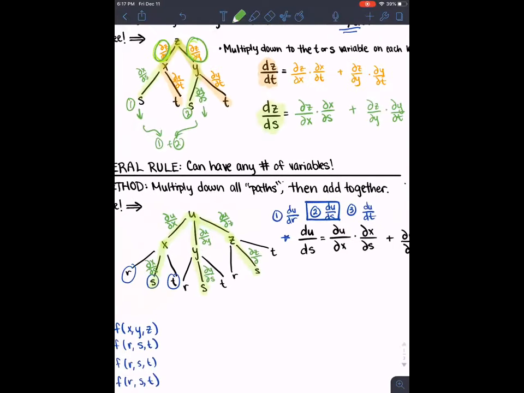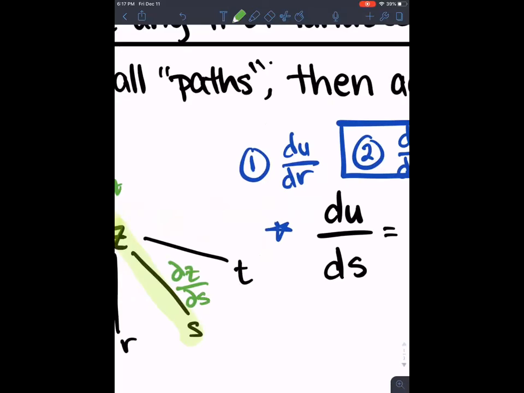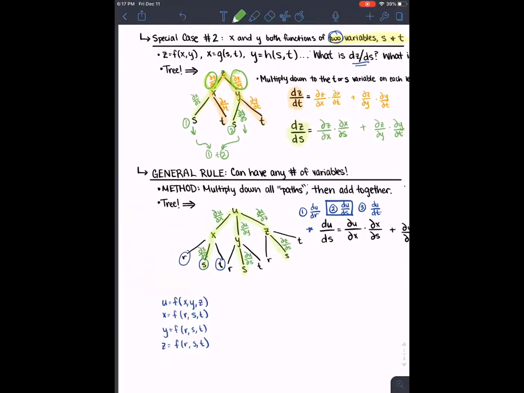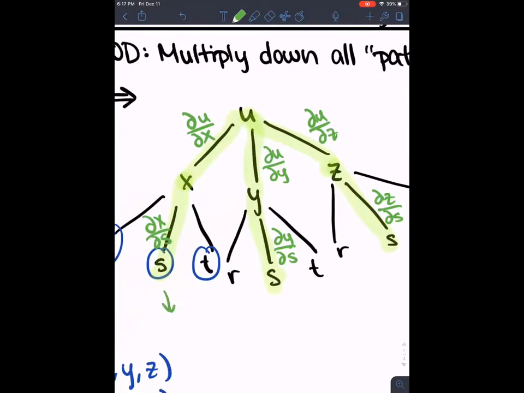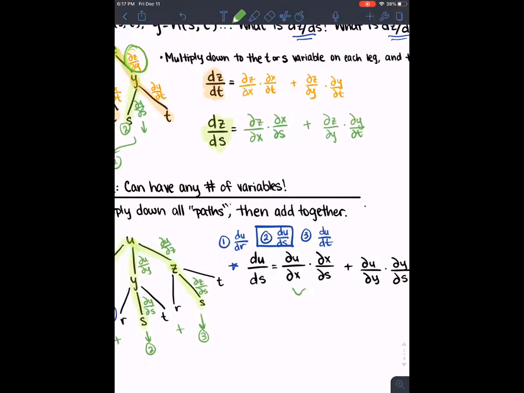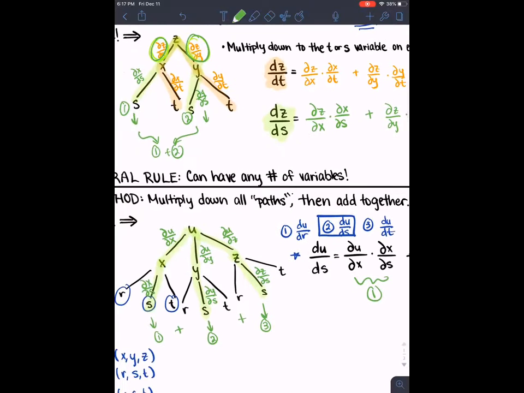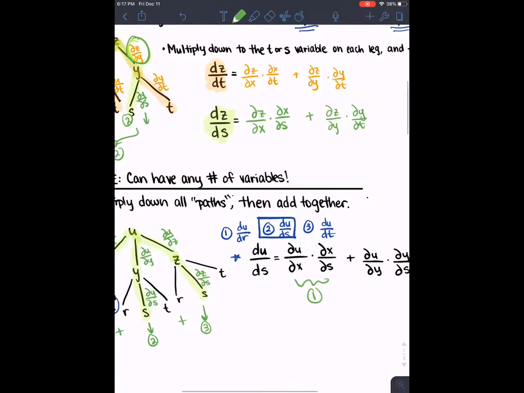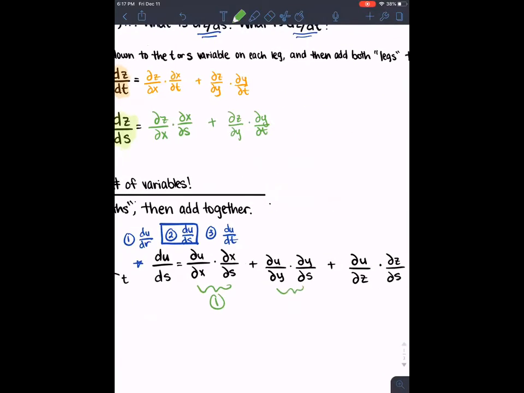Notice that all of the ways to get to s are now accounted for. We can add them together after we multiply down each leg. So multiply, add, multiply, add, multiply. Take 1, 2, and 3. I'm just numbering each leg and adding them together. So this gets us leg 1. That gives us du dx times dx ds. You add that to leg 2, and you add that to leg 3.